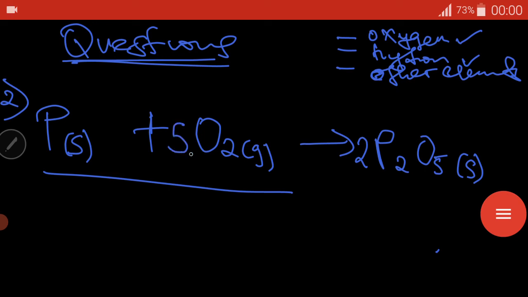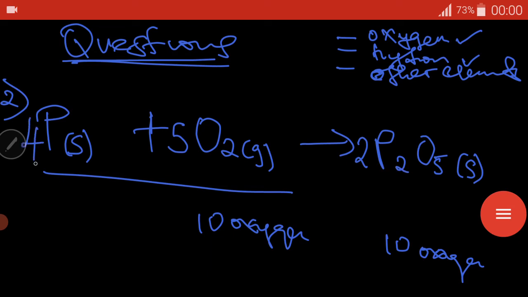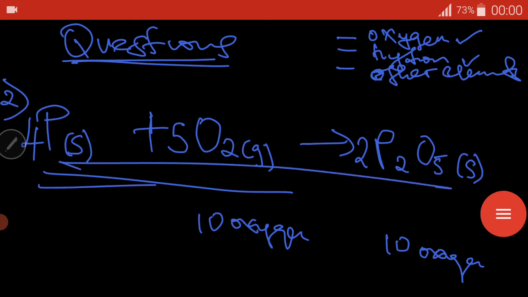So when you do 5, you multiply it with 2, you have 10 oxygen. Even here 2, you multiply it with 5, you have 10 oxygen. Then you balance the other element. In this case we've got this one. So this one we are having 2, multiply it with 2 to give you 4. So just simply put a 4 here and the equation is balanced.